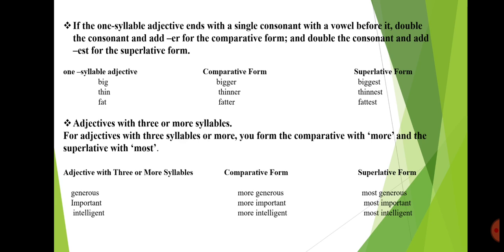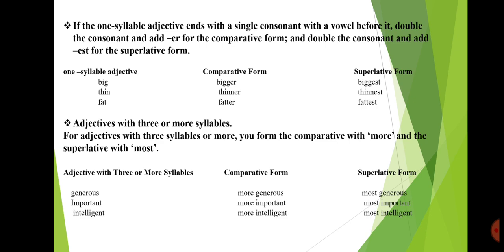Next is, if the one syllable adjective ends with a single consonant with a vowel before it. Like for example, big, B-I-G. I is a vowel and the last letter of big is G, that is a consonant. So last letter a consonant with a vowel next to it, a single consonant. So in such cases we double the consonant and then we add ER. And even in superlative degree it is the same, we double the consonant and then add EST.